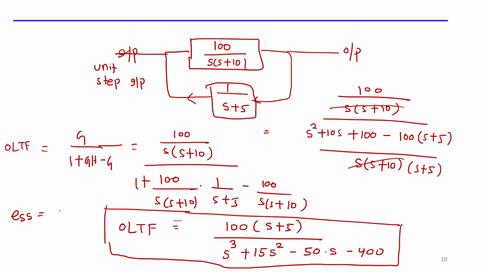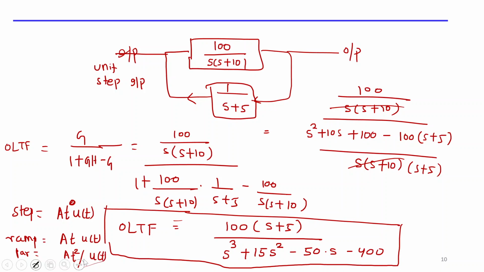Step input means A into u of t, where A is the amplitude. Here the coefficient, the power of t, is 0. This is for step. If it is a ramp input, then it is A into t to the power 1 into u of t. For a parabolic input, it is A into t square by 2 into u of t. Like that, your input will be defined.